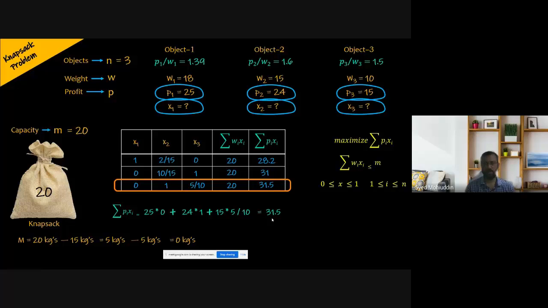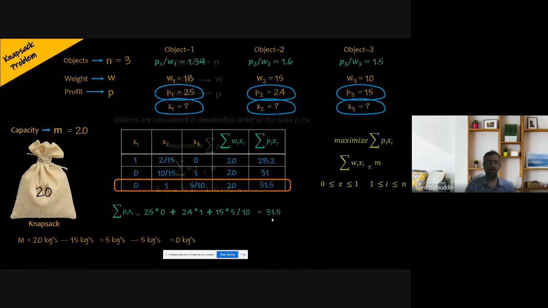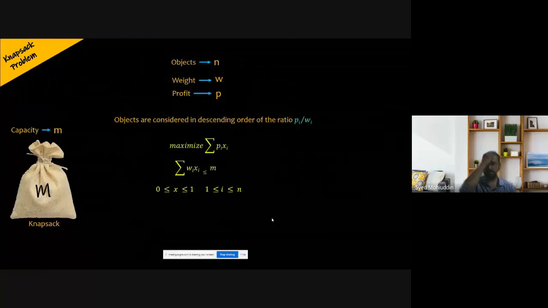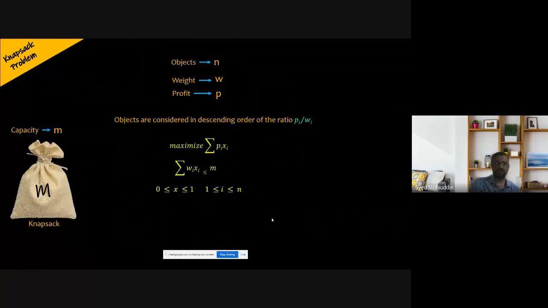So this is how you will be able to get the optimal solution and maximum profit. So this was the knapsack problem. Now let us briefly say that in the knapsack problem, there are n objects.